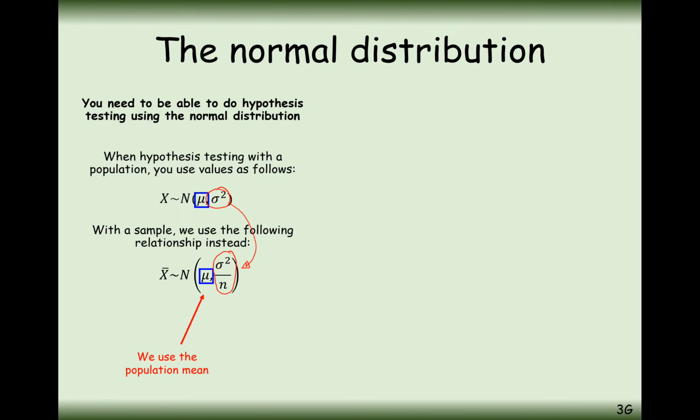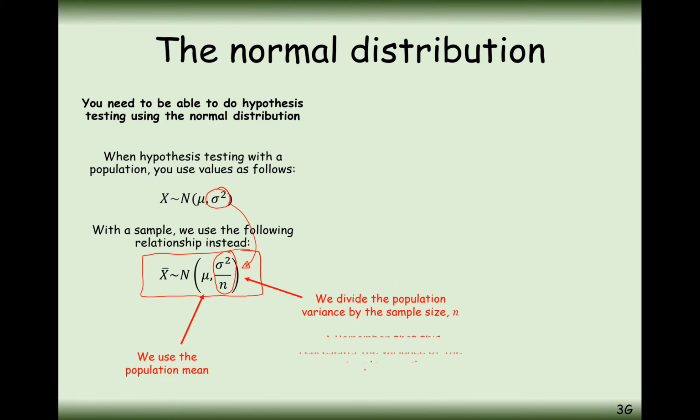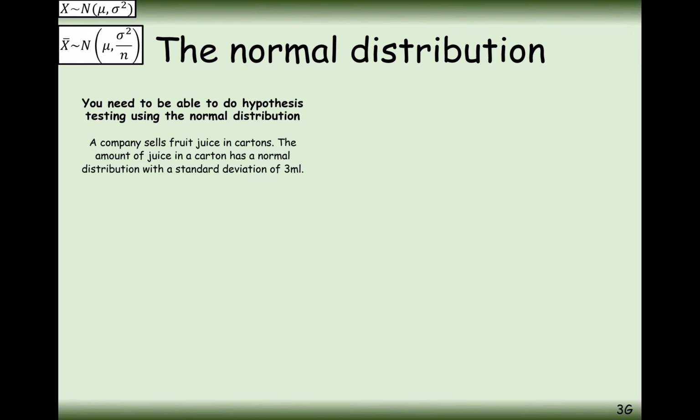So you use the population mean straight away, and you divide the population variance by the sample size. I'll show you where this is going to come in a second, but this is a key conversion for when you start to do a hypothesis test on your data. Okay, let's get stuck into a question then and see what on earth we've been talking about so far.